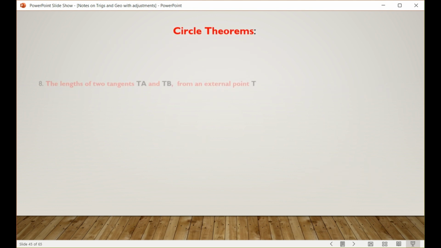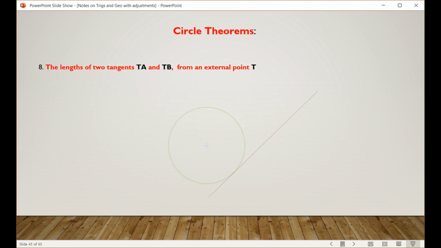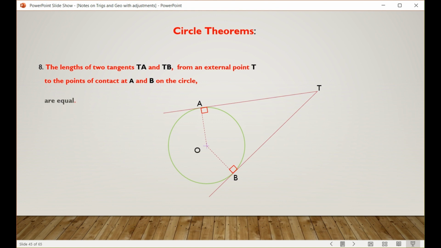Let's go on now. The lengths of 2 tangents: remember, a tangent is a line that touches the circle at only one distinct point. So we have 2 tangents here. Let's call the points where they're touching A and B. If we draw a line from the point where it's touching, remember, it gives us 90 degrees. So for the 2 points of contact A and B, what do we recognize? That TA and TB are equal.